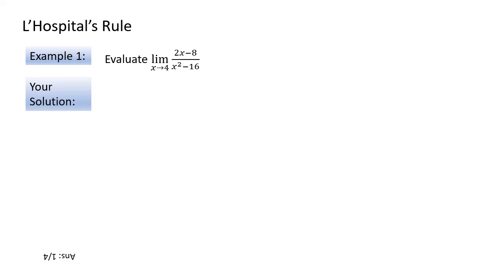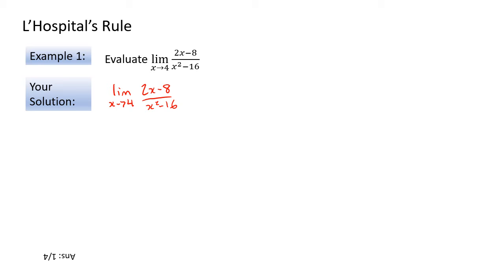So let's look at our first example. Evaluate the limit as x approaches 4 of 2x minus 8 divided by x squared minus 16. So the first thing you do when you solve these questions is you try and solve the limit. So if we do that, we have the limit as x approaches 4 of 2x minus 8 divided by x squared minus 16.